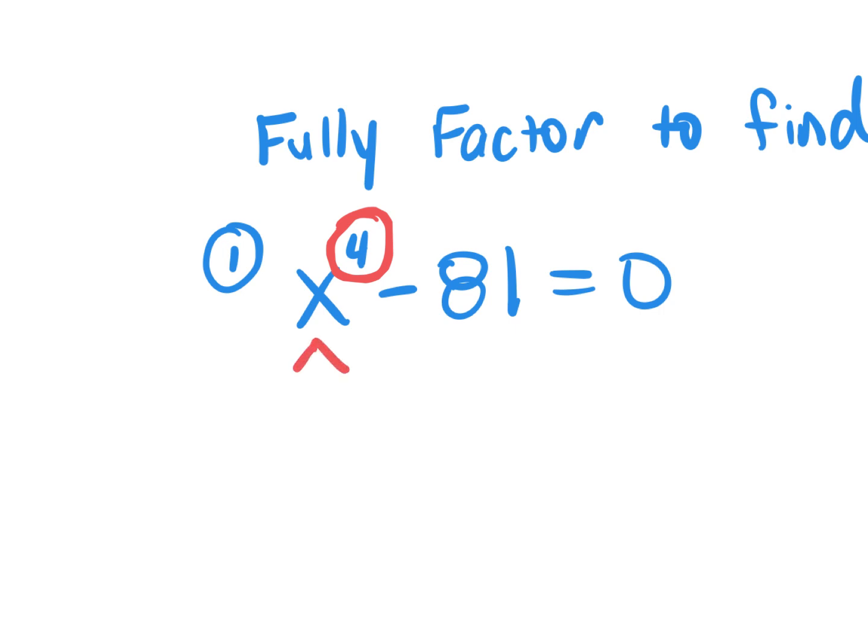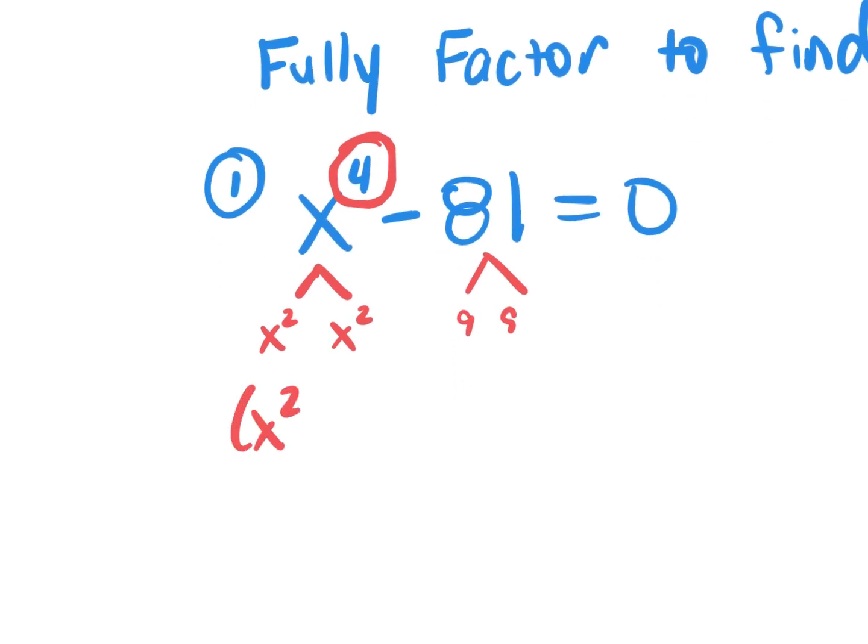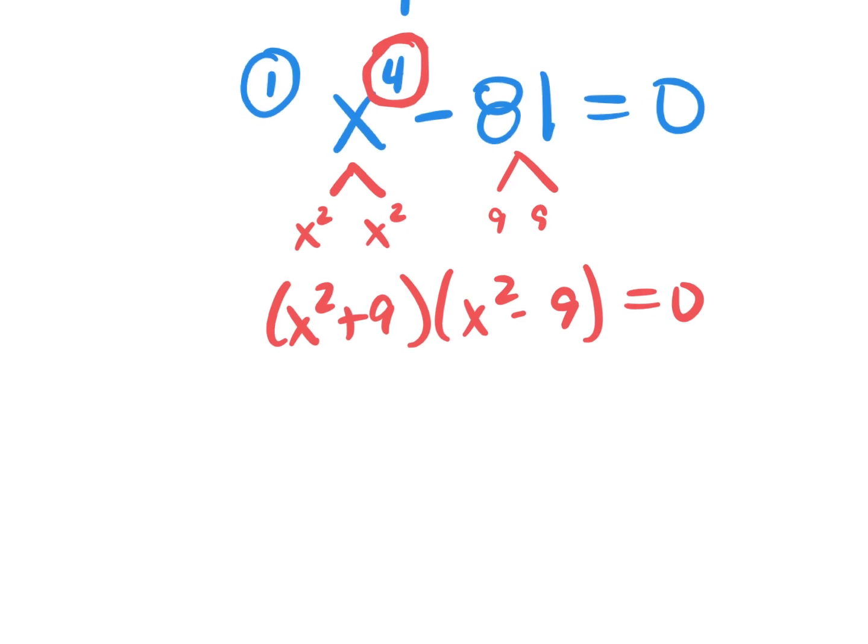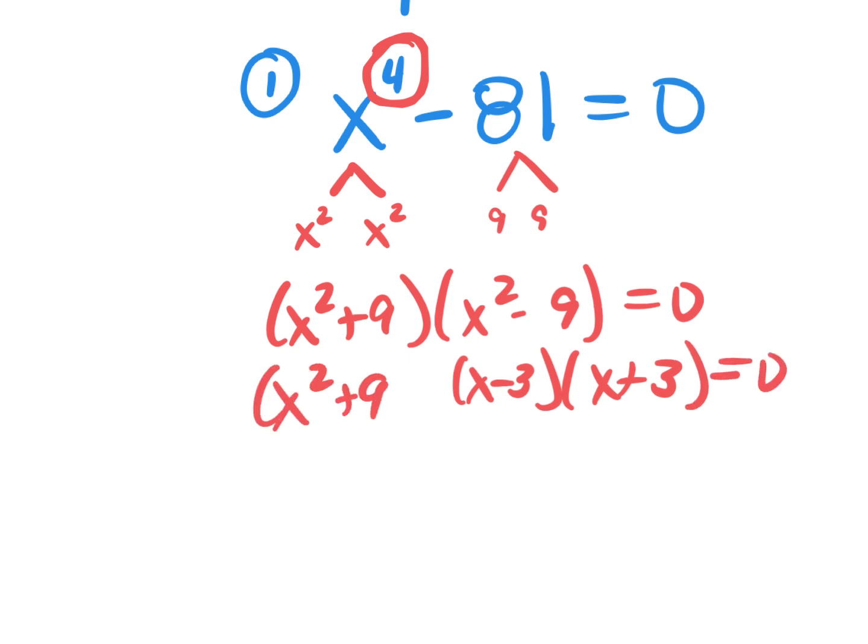I'm going to say, what times what is going to give me x to the 4th? Well, it's x squared. What times what is going to give me a negative 81? 9 and 9. So when I write this out, I have x squared plus 9 and x squared minus 9, set equal to 0. I can factor this a little more. This becomes x minus 3, x plus 3. I cannot factor this anymore, so this just stays as x squared plus 9.